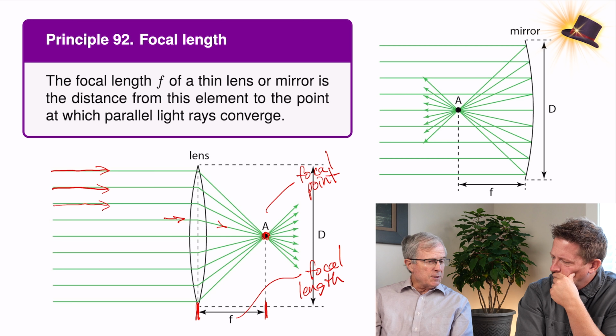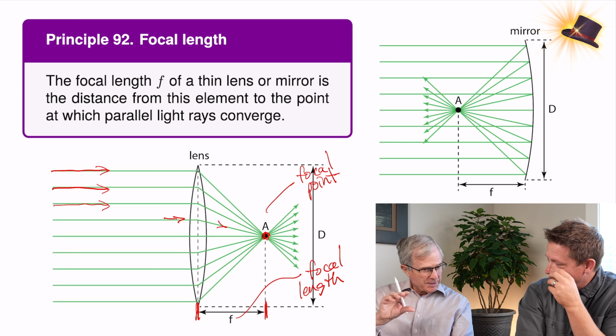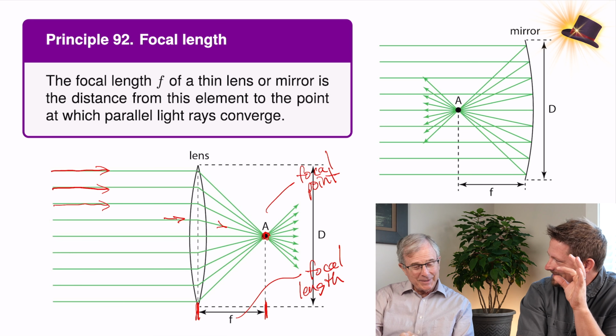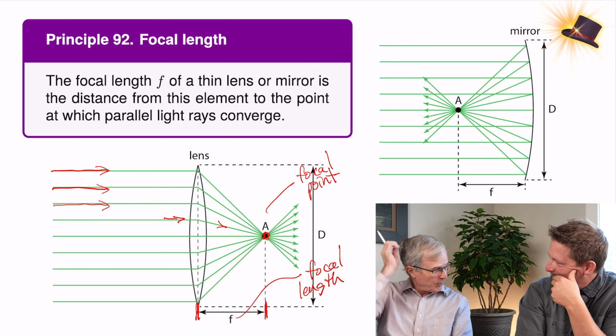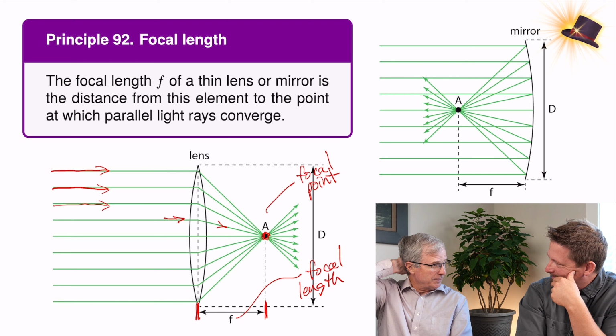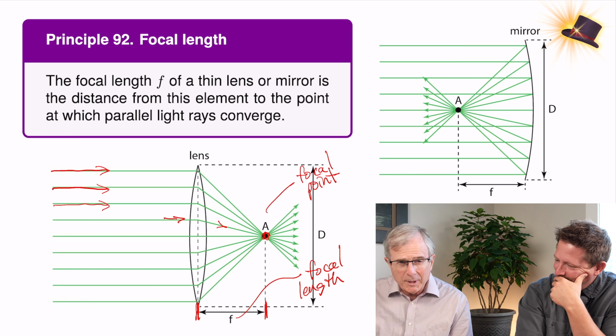You can do the experiment if you want. Take a lens from your glasses and shine a flashlight at it. See where the rays come to a focus and measure the distance, and that's the focal length. Simple as that. So what about a mirror?